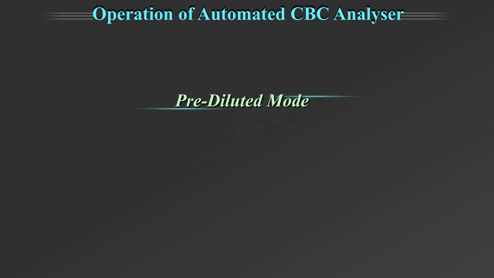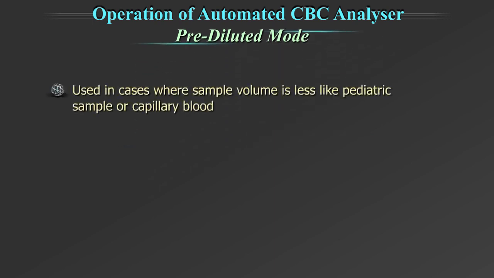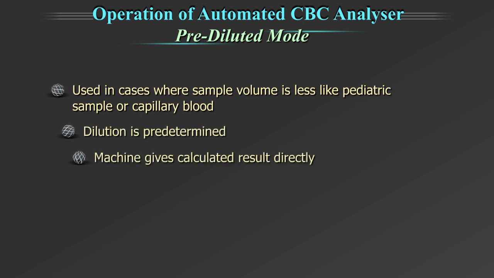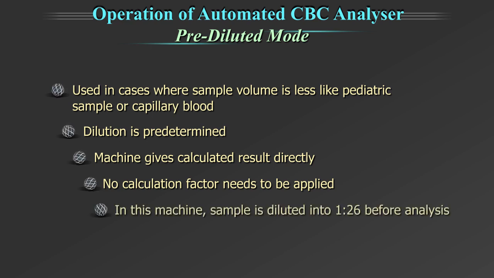Pre-diluted mode. It is used in cases where sample volume is less, like pediatric samples or capillary blood sample. The dilution is predetermined and the machine gives calculated result directly. No calculation factor needs to be applied. The pre-diluted mode in this machine, sample is diluted into 1:26 before analysis.